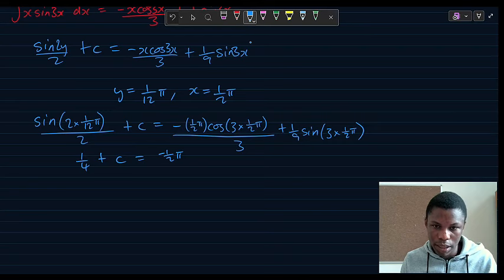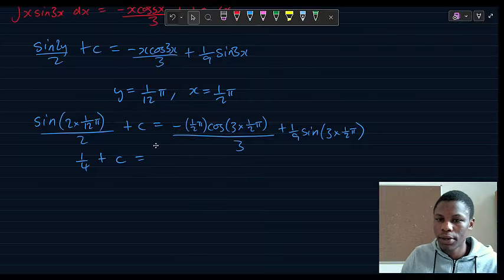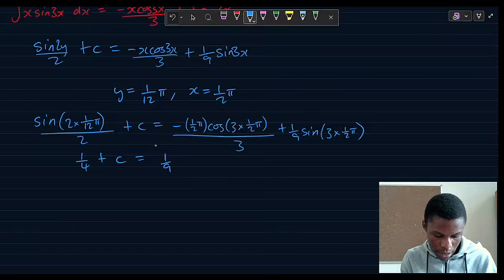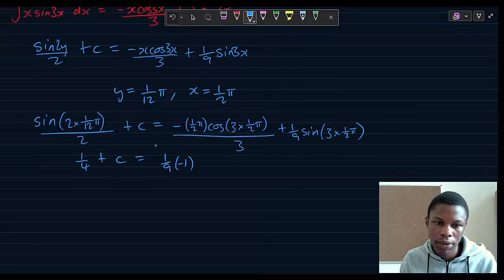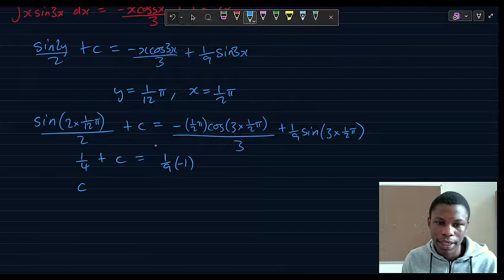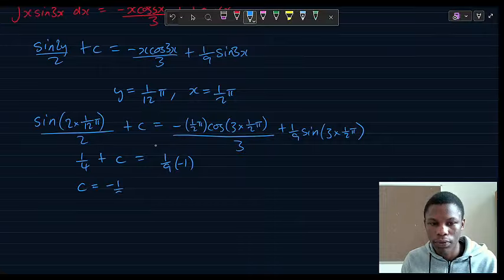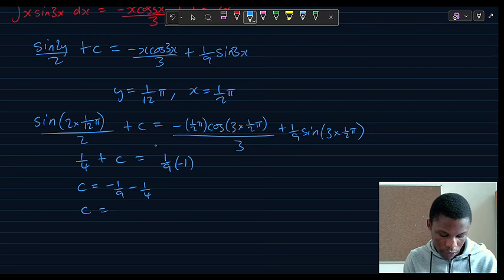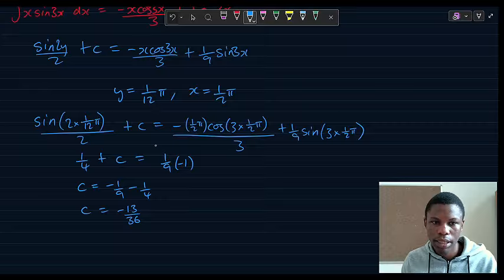So that gives us a 0. So I'm multiplying by 0, so this whole term falls away. And the last term, I have 1 over 9 times sine of 3 times 1 over 2 pi. That gives me a negative 1, right? So I have that C is negative 1 over 9, negative 1 over 4. So C is equal to negative 1 over 9, negative 1 over 4, which is negative 13 over 36.